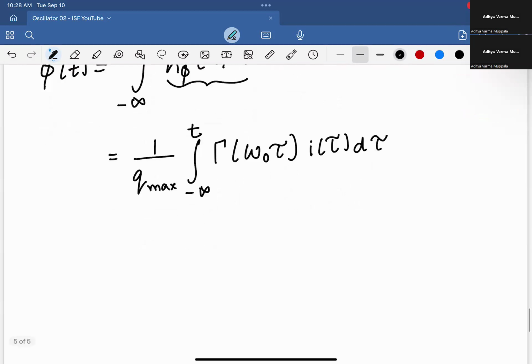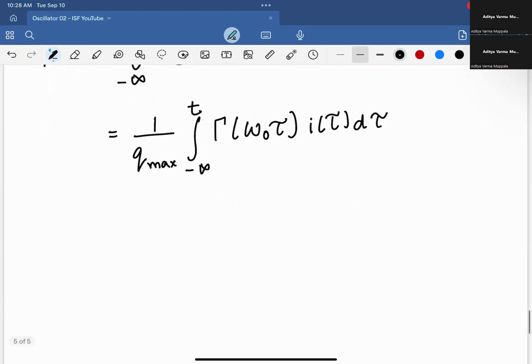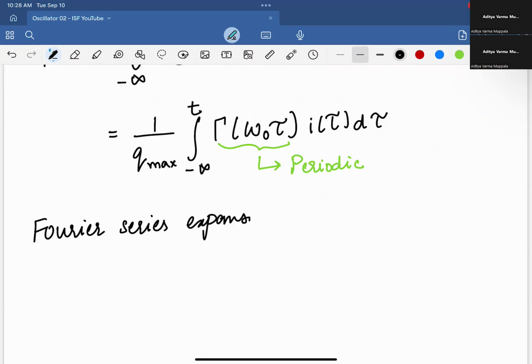Okay. So now we know that, let me switch this to green, we know that this is periodic, right? Because the limit cycle itself is periodic. And because that is periodic, it can be expanded in a Fourier series, a Fourier series expansion of gamma.